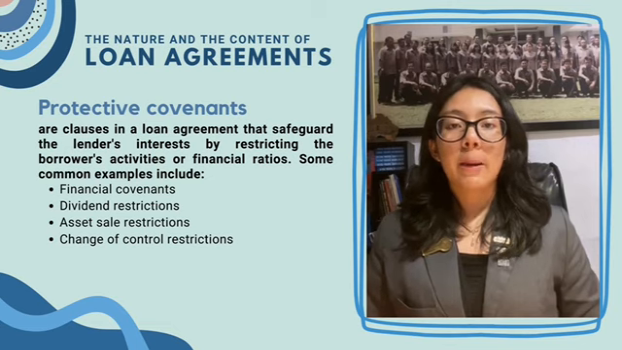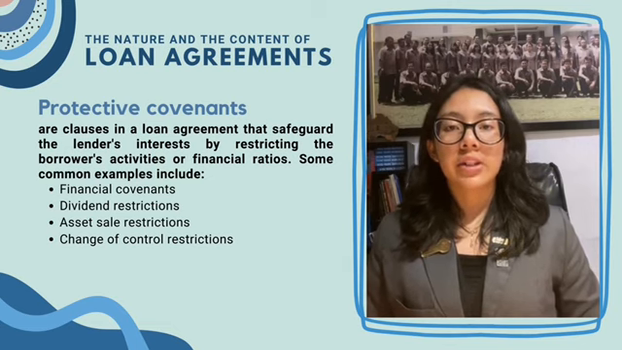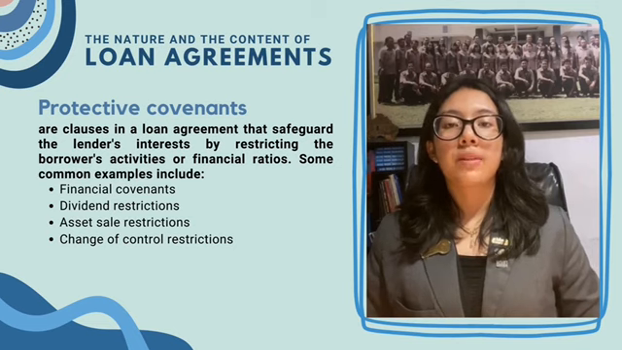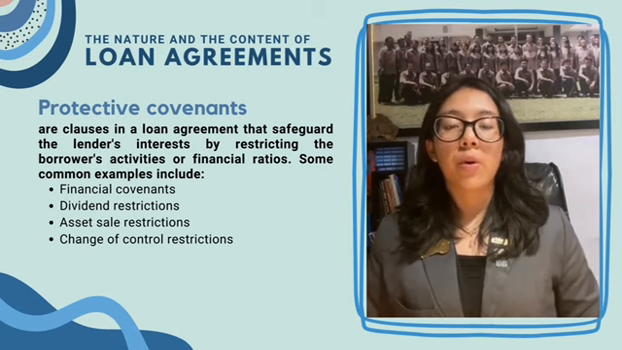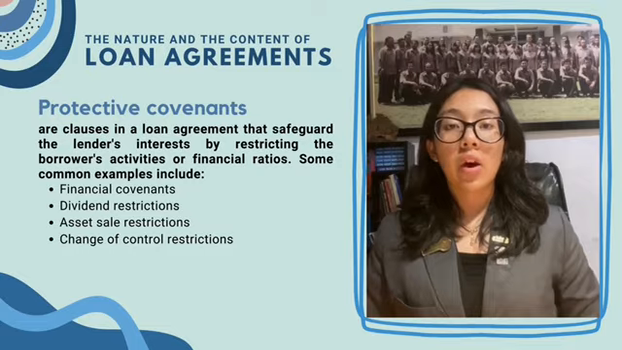And next, asset sale restriction prohibits the borrower from selling assets without the lender's consent, protecting the lender's collateral. And the last is change of control restriction, which limits the borrower's ability to change ownership or management without the lender's consent, ensuring stability and continuity.